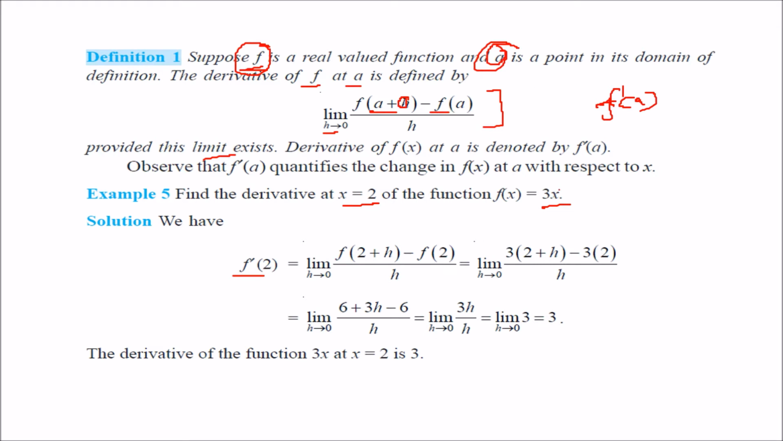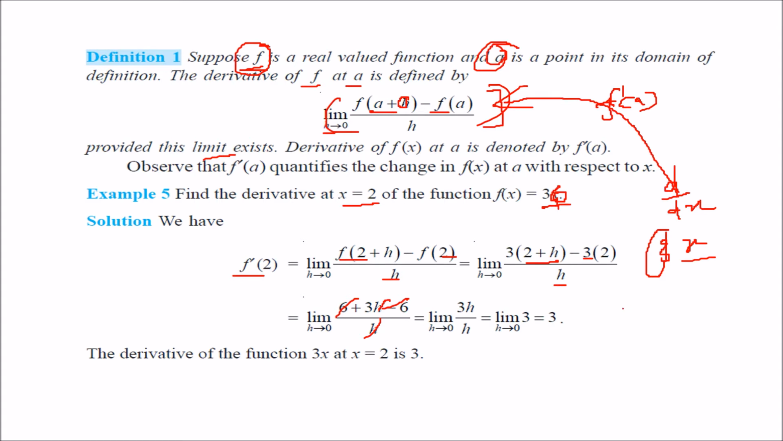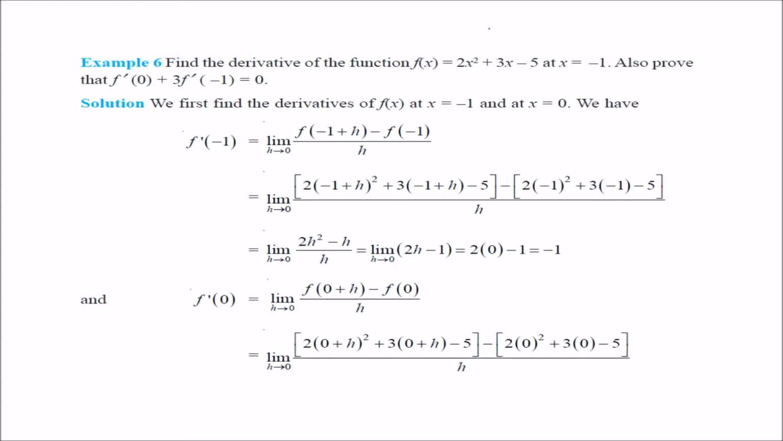So for f(a plus h), please place 2 plus h at this place. So 3 into (2 plus h) minus 3 into 2, because you have to place a here, and a in this case is 2. So f(2 plus h) minus f(2), divided by h. And when we solve it, we see that it is 3. So for 3x, 3 can be taken as a constant, and d by dx is nothing but the derivative, which is this only. So d by dx of 3x is 3 at x equal to 2, which is a here.